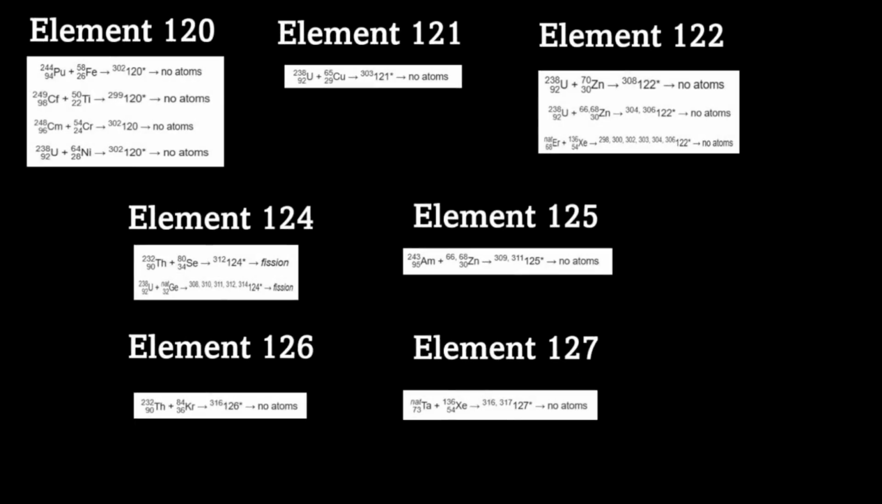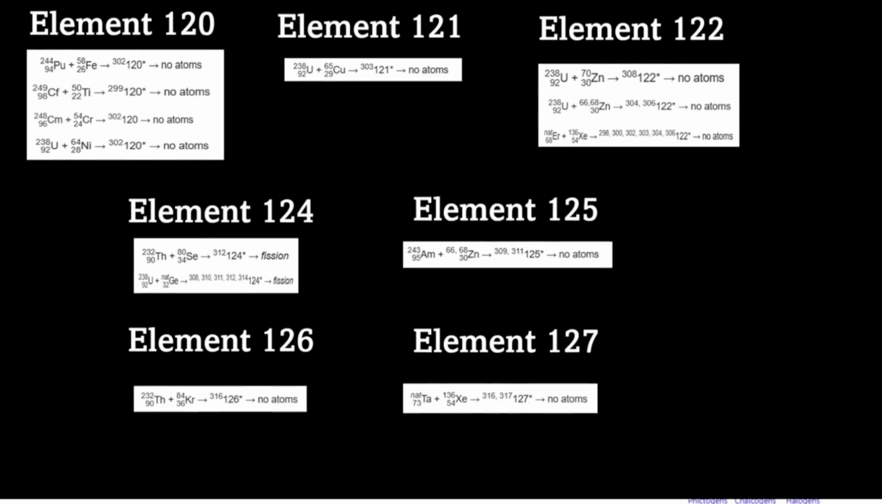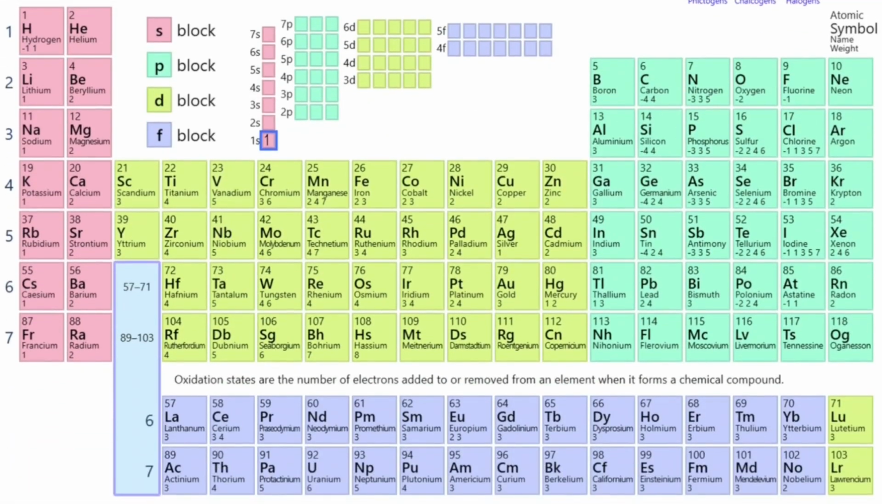There have been many other attempts to synthesize elements past 118, but none have been successful, either resulting in no atoms produced or nuclear fission. Although we haven't created any of these period 8 elements, we have evidence which allows us to predict what an extended periodic table looks like.